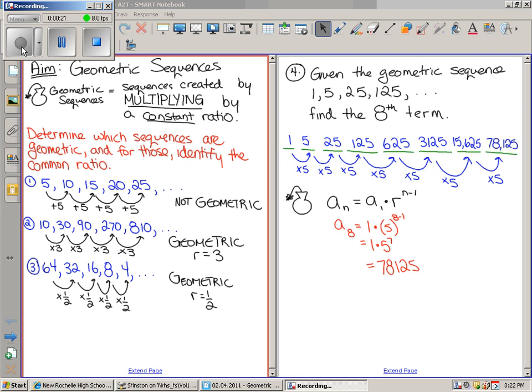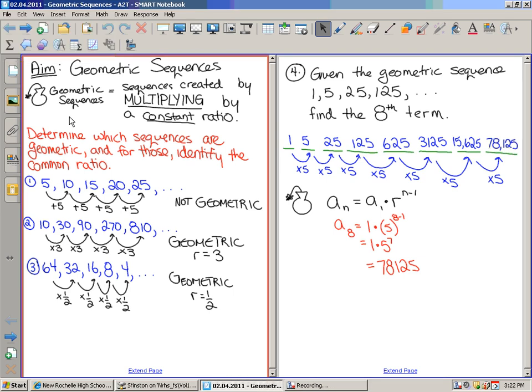Over the past couple of days, we've learned about arithmetic sequences, and arithmetic sequences are sequences that are created by adding a common difference to each term. A geometric sequence, as you can see, is a sequence created by multiplying by a constant ratio. So arithmetic, you add to get each term, and geometric, you multiply to get each successive term.